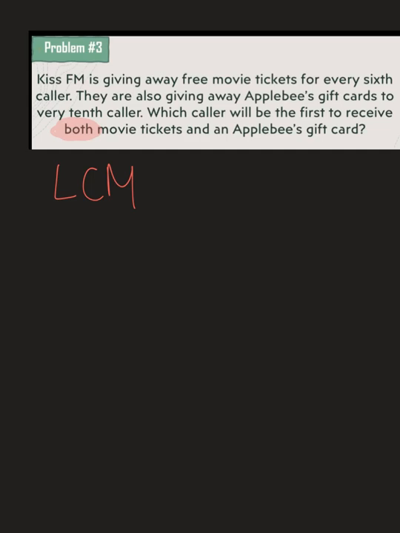They're getting movie tickets and Applebee's gift cards. So we're going to be finding our least common multiple for the two numbers in our problem, which were the 6th caller, so 6, and the 10th caller. Same numbers. We're going to be doing multiples of 6 and multiples of 10.